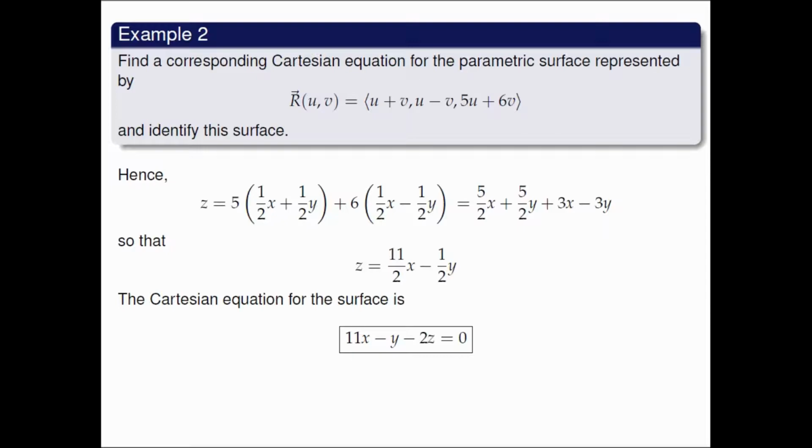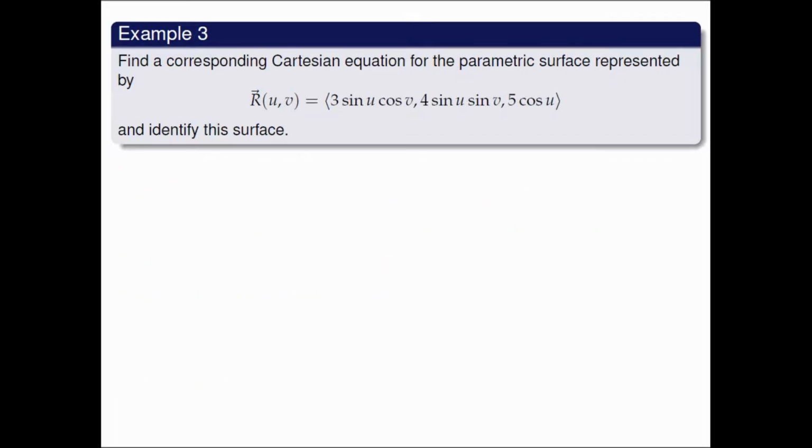This is an equation of the form ax plus by plus cz plus d equals 0. A equals 11, b equals negative 1, c is negative 2, d is 0. This surface represents a plane. And we are now done with the second example. Punta naman tayo dun sa next item.